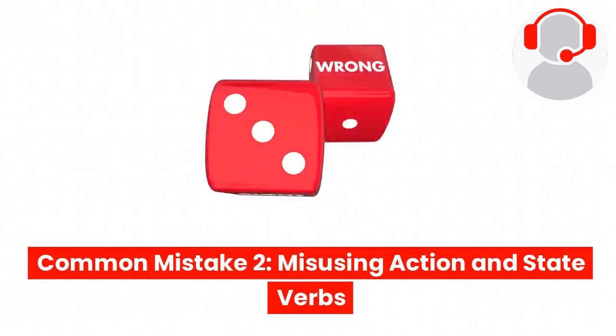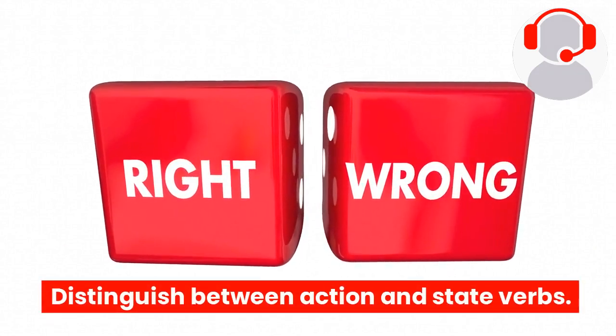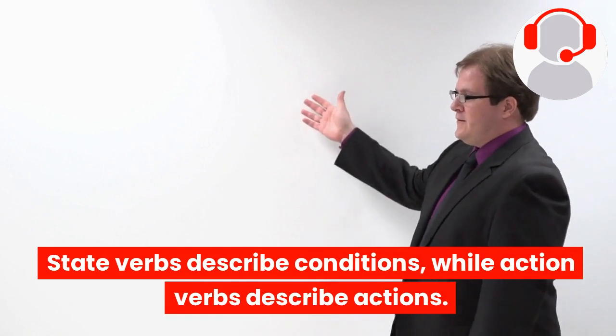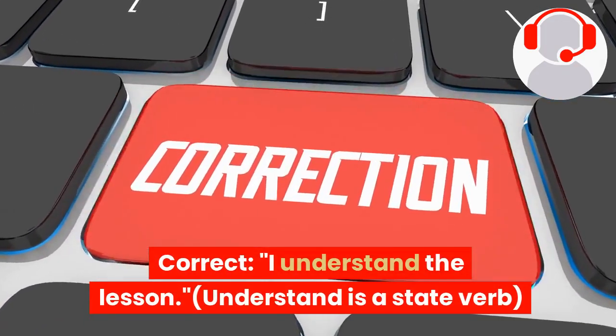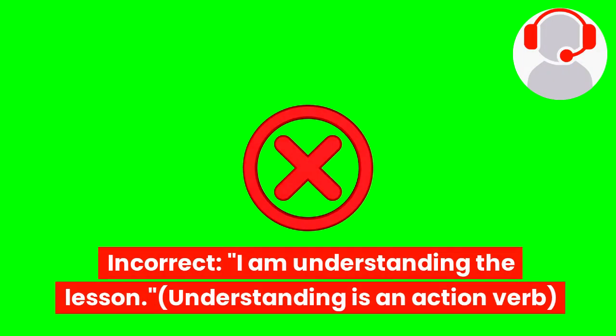Common mistake 2. Misusing action and state verbs. Distinguish between action and state verbs. State verbs describe conditions, while action verbs describe actions. Correct: I understand the lesson. Understand is a state verb. Incorrect: I am understanding the lesson. Understanding is an action verb.